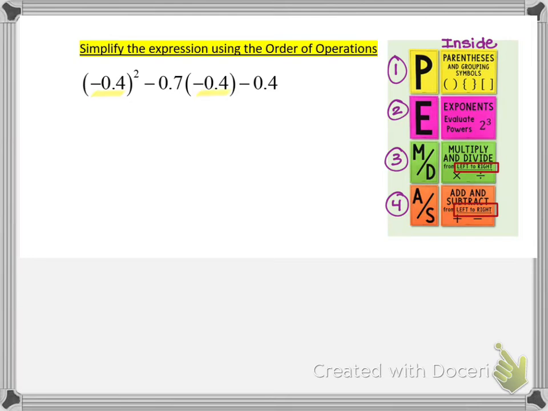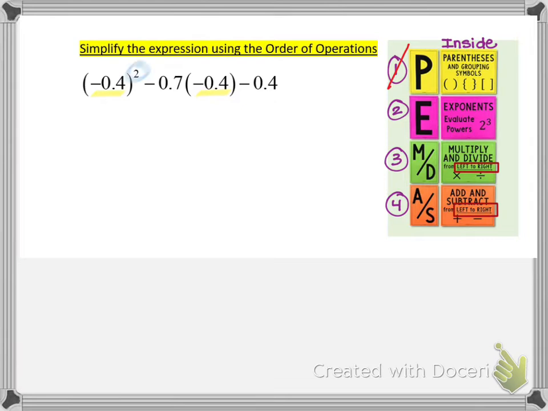So step 1, as we said, is P for parentheses. Well, when I look at this expression, I see that there are 2 sets of parentheses. But when I look inside the parentheses, there's nothing to do. There's nothing to simplify. It's just the number negative 0.4 in each set of parentheses. So there's nothing to do for step 1. So I'm moving on to step 2, which is exponents.